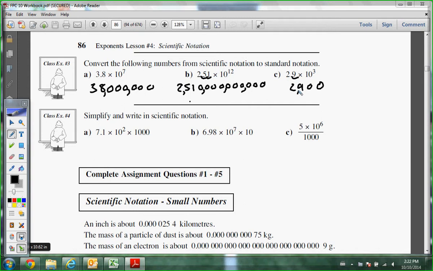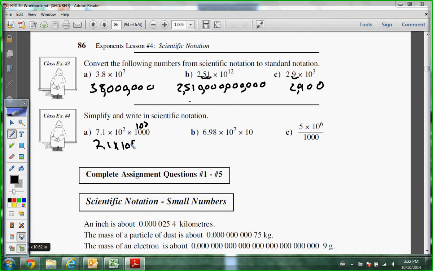Simplify and write in scientific notation. The best way to think about this, to me, is to use your exponent laws. 1,000 is 10 to the 3. 10 to the 2 times 10 to the 3 is 10 to the 5. That's the best way to think of that, in my opinion.